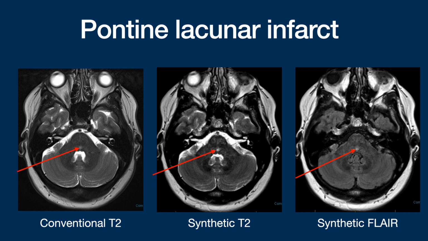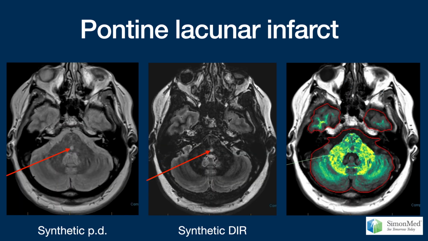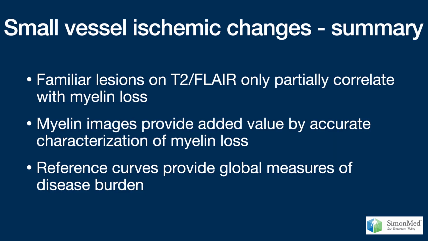Here is a pontine lacune. One of the shortcomings of synthetic MRI is increased noise, especially in the pons and medulla. But the multiple weightings help. There is no myelin, so it's an infarct. So, to summarize myelin images in white matter ischemia, familiar lesions on T2 and FLAIR only partially correlate with myelin loss. Myelin images provide added value by accurate characterization of myelin loss. Reference curves provide global measures of disease burden.